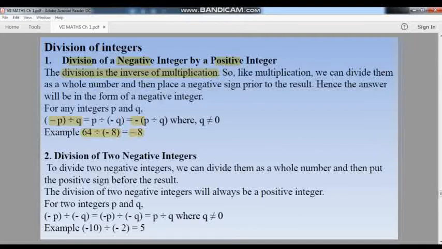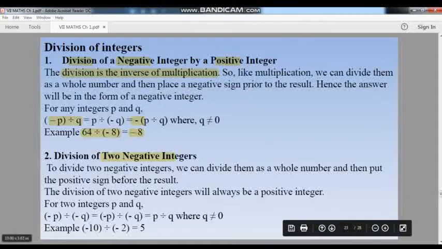Now if it is asked to divide two negative integers, clear? At that moment we have to first divide the given numbers and then put the positive sign. It means that when we are dividing two negative integers, the answer will always be a positive integer. Let's have a look at the example. If it is asked to divide minus 10 by minus 2, then the answer will be 5, because 10 divided by 2 is 5 and minus minus will become plus, so the answer is positive 5.